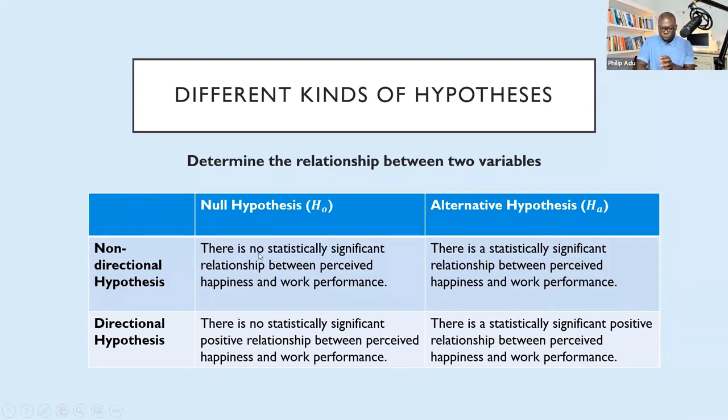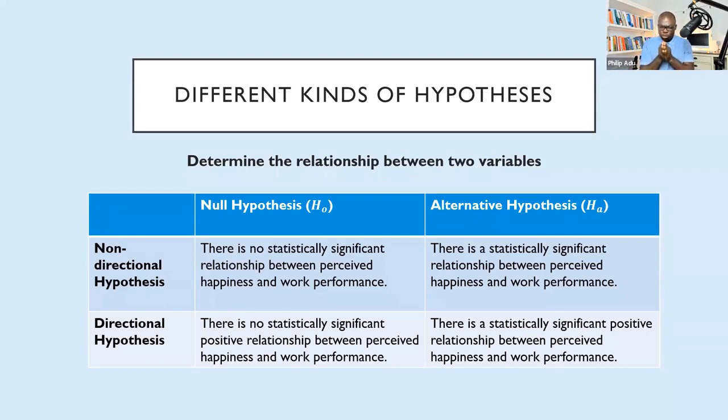There is no, because it's the null hypothesis. And the opposite one is the alternative: there is a statistically significant relationship between perceived happiness and work performance. Besides these two, we also have the non-directional hypothesis and the directional hypothesis. As the name implies, with the non-directional you are in the middle, you are neutral in terms of the statement that you want to make. It doesn't sway to the right or the left side.